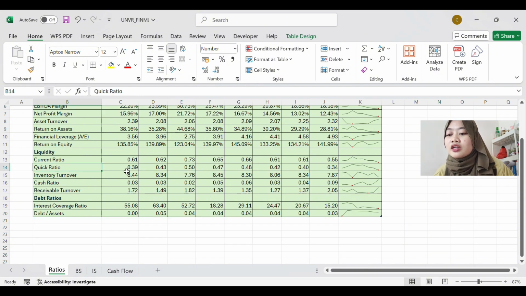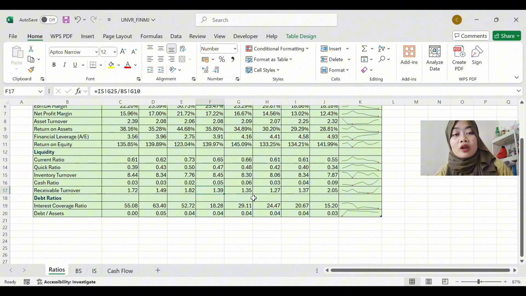When we move to the quick ratio, the calculation can be considered more realistic because it does not include inventory in the calculation of assets. But still, it turns out that inventory does not have a big impact on this company, even though we know that Unilever is a company engaged in consumption.